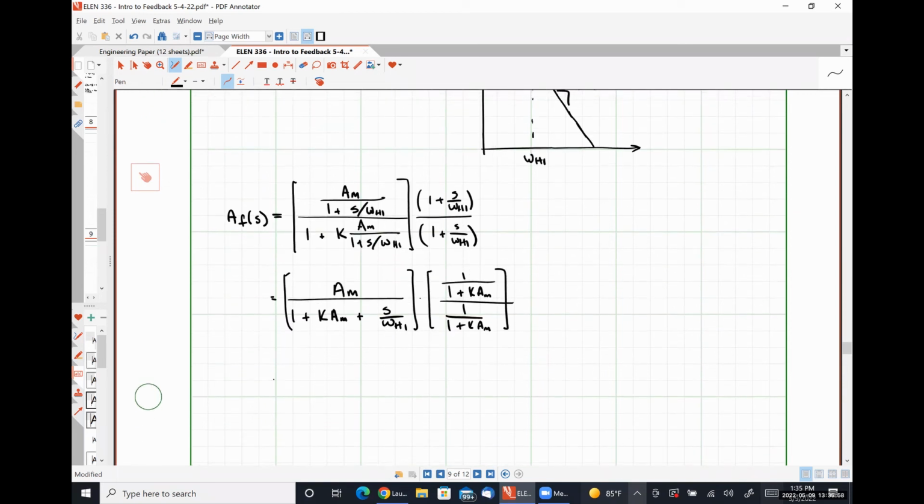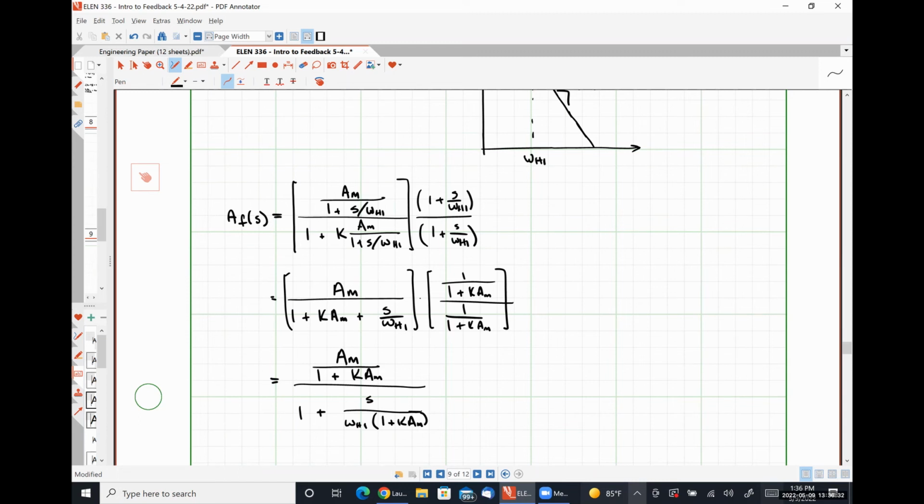And what this gives me is AM over 1 plus KAM, divided by 1 plus S divided by omega high times a factor of 1 plus KAM.